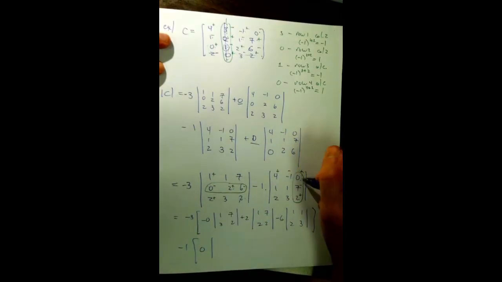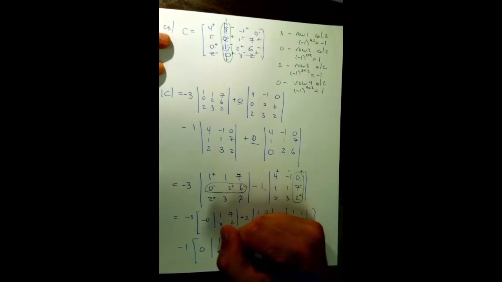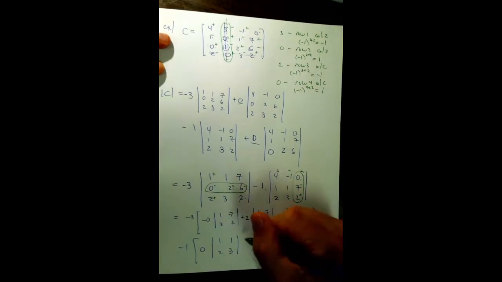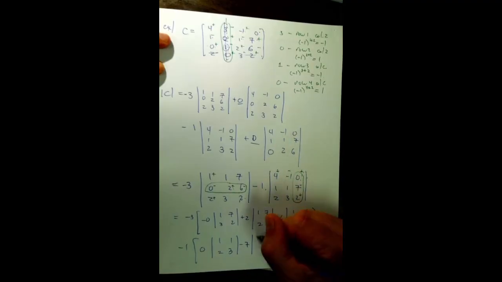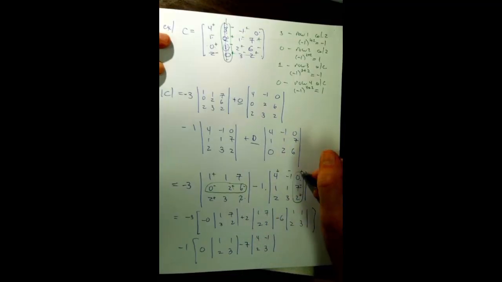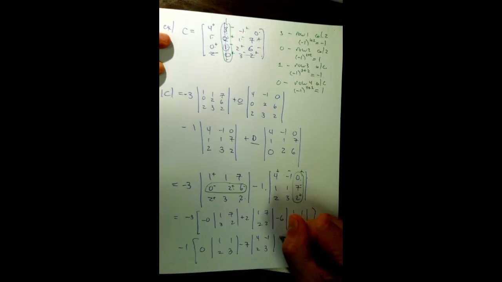So I'm going to have plus 0 times. If I remove that row and that column, I'm left with 1, 1, 2, 3. This is going to be minus 7. So if I remove that row and that column, I'm left with 4, minus 1, 2, 3. Removing that row, that column and that row, I'm left with 1. Oops, I gotta be careful. Plus 2 times. So I'm with this 2. I'm removing that row and that column. 4, minus 1, 1, 1.